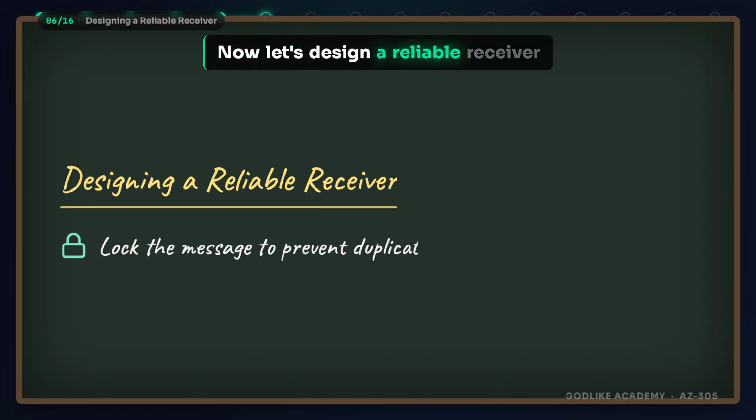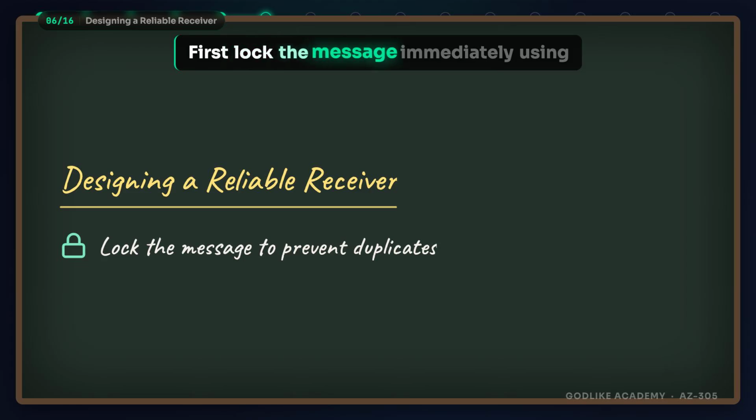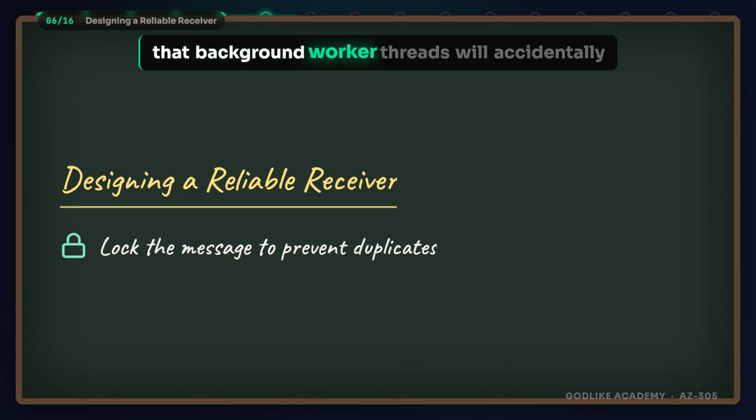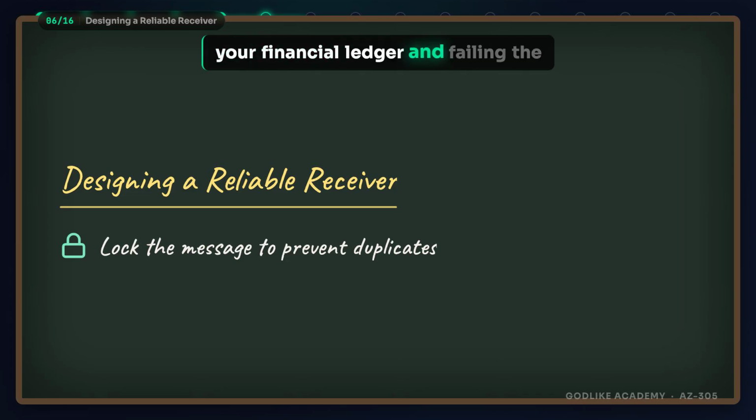Now let's design a reliable receiver for your messaging pipeline. First, lock the message immediately using PeekLock mode to prevent duplicate processing while you execute your business logic. You must set the lock duration to exactly 60 seconds to match typical API call timeouts. Failing to acquire this lock guarantees that background worker threads will accidentally process the same transaction twice, corrupting your financial ledger and failing the certification scenario.